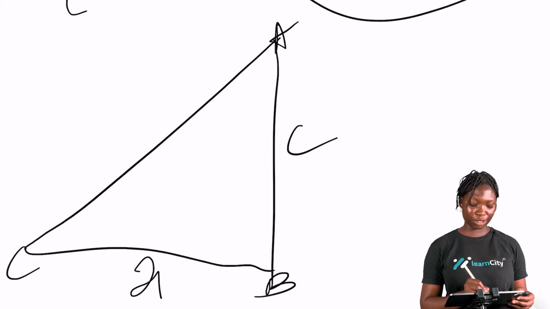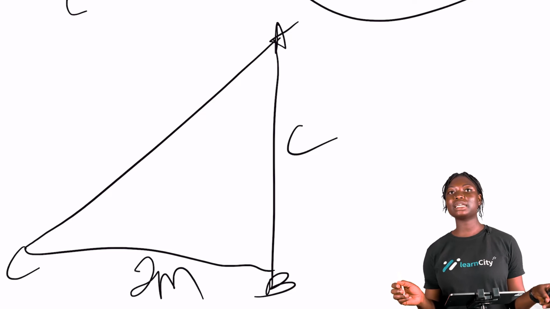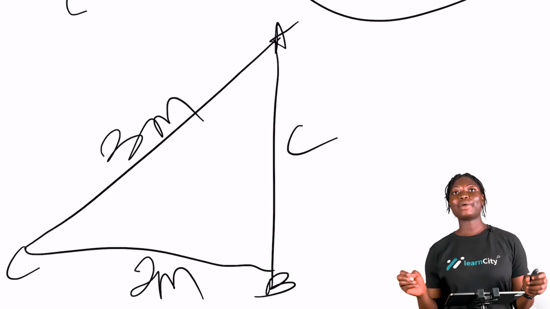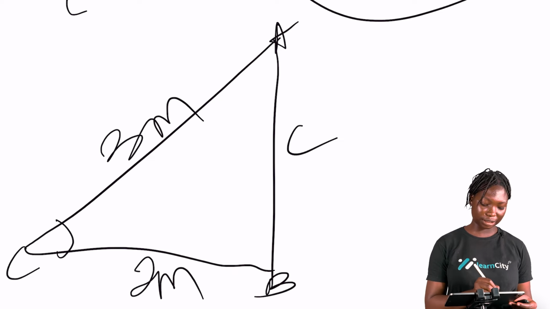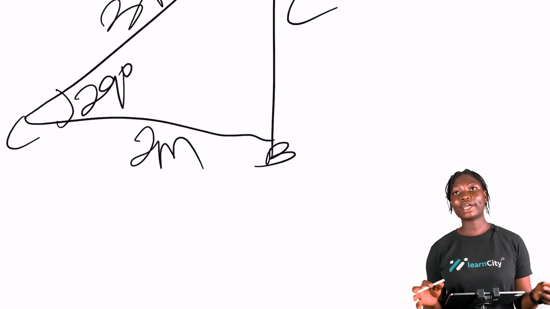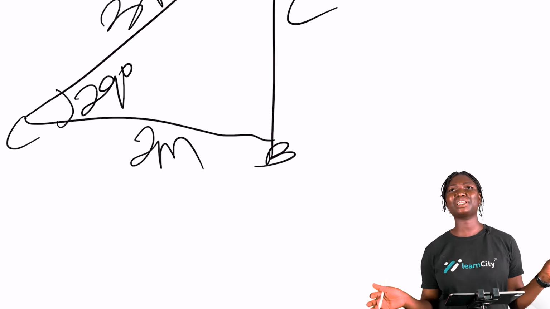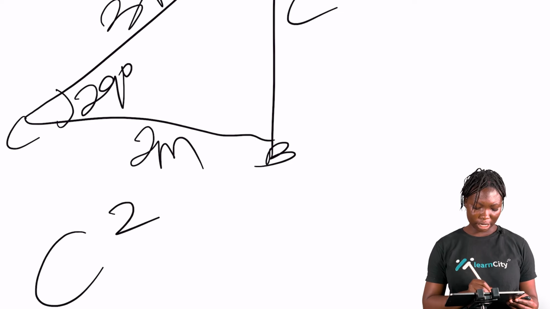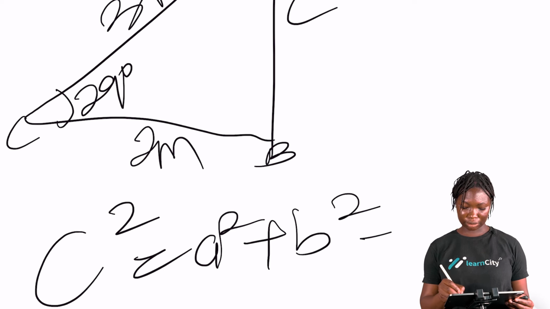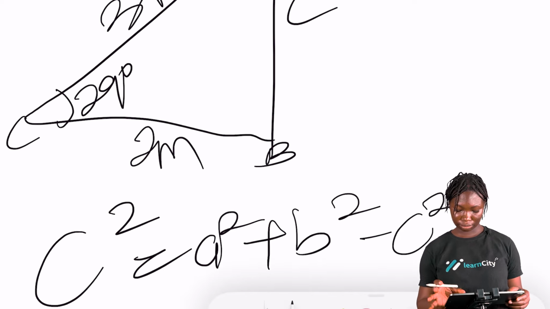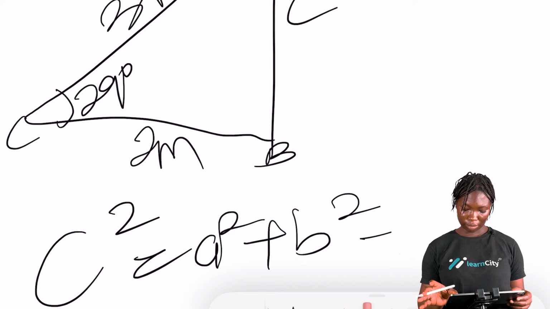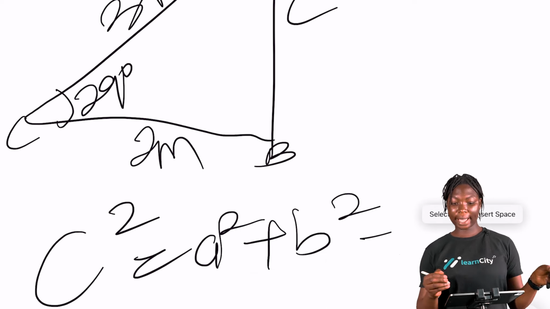We have our A to be 2 meters, and we have our B to be 3 meters. And we have our angle C to be 29 degrees. So we have to calculate line C. So here, what do we use? We use our cosine rule, where we have C squared equals A squared plus B squared minus 2AB cos C.